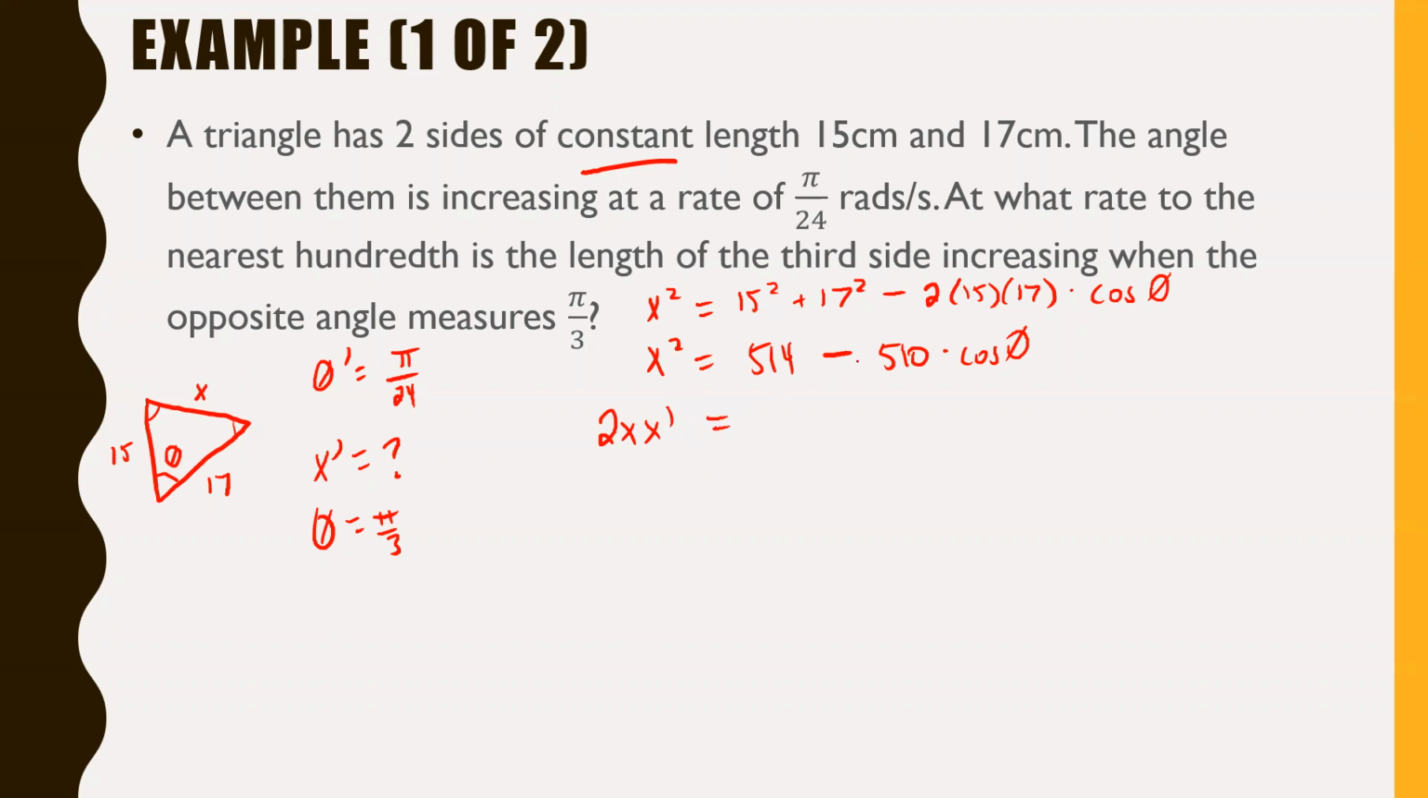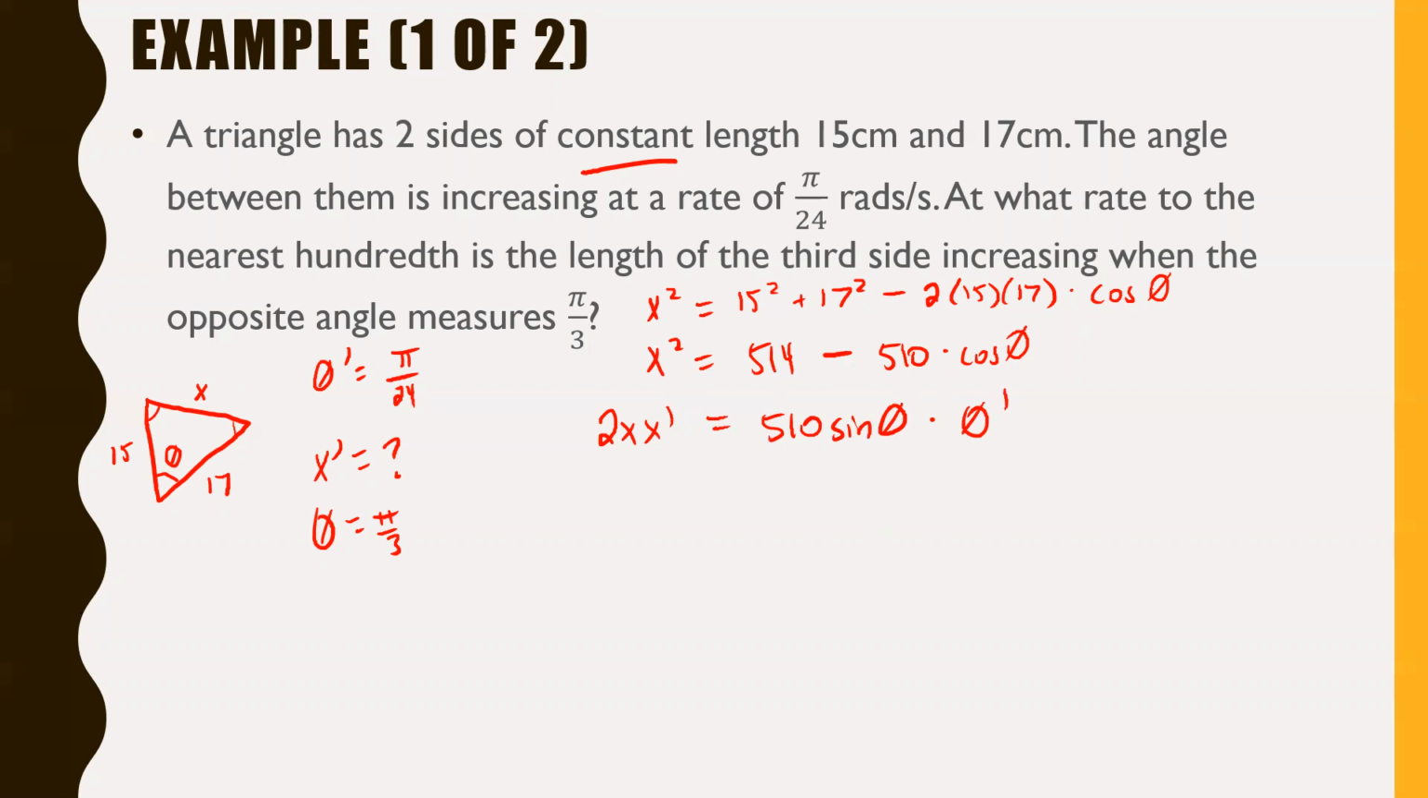So the derivative of negative 510 cos theta: the derivative of cosine theta is negative sine, so that becomes positive 510 sine theta, multiplied by theta prime. Okay, believe me, we're almost done here.